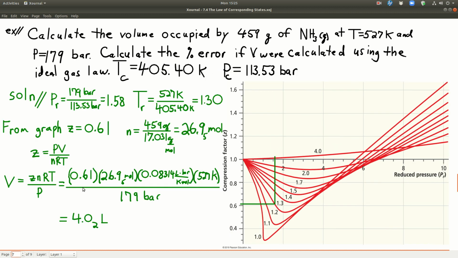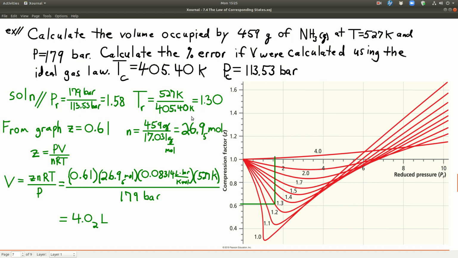All right, so in this example, we're going to calculate the volume occupied by this much ammonia gas at this temperature and this pressure, and calculate the percent error that we would get if the volume were calculated using the ideal gas law. So you'll need to know the critical temperature and pressure for ammonia, which are right here. I'll give them to you. So we're going to calculate first the reduced pressure, the pressure over the critical pressure. I get 1.58.